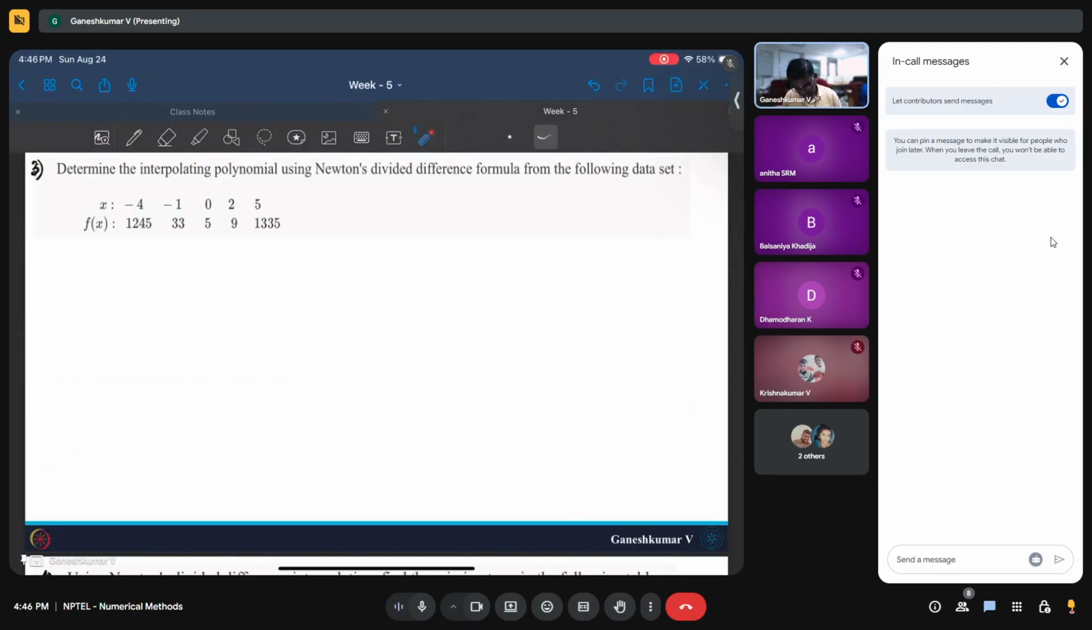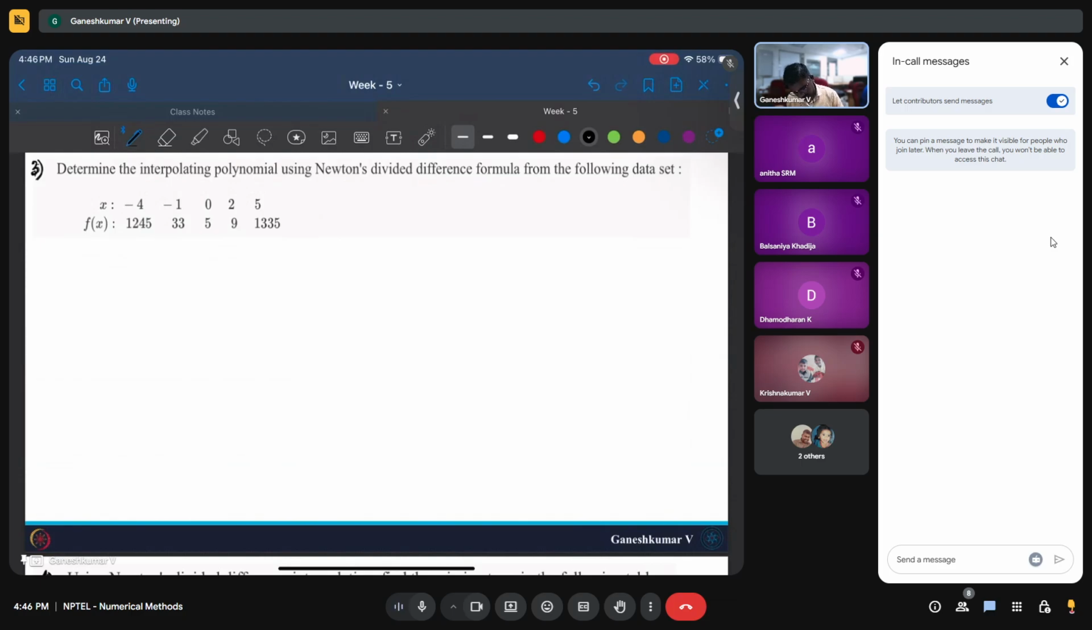If there are no more questions, then we will move forward to the third problem that we have here. The third one is determine the interpolating polynomial. So here we are asked to find the polynomial using Newton's divided difference formula for the following data set. We should use Newton divided difference because it is not equally spaced. You can see from here there is a 2, here there is a 3, here there is a 1, here there is a 3. So it's random.